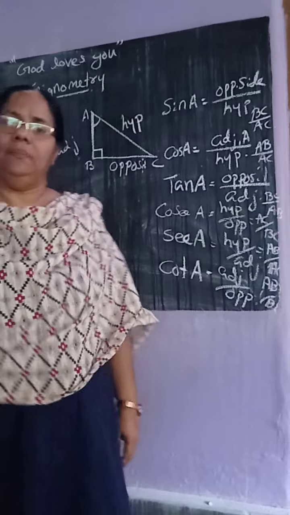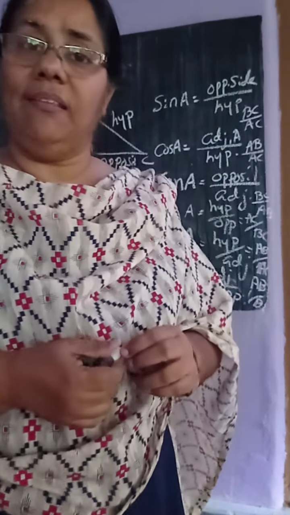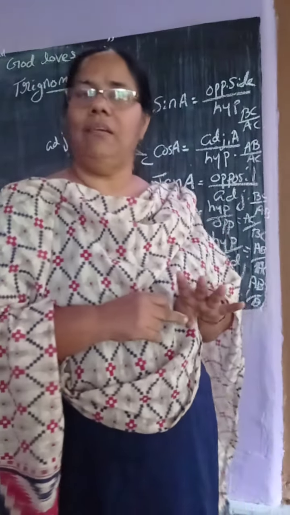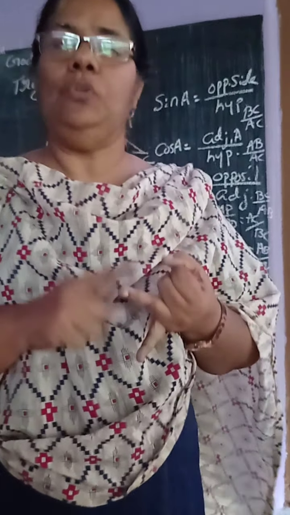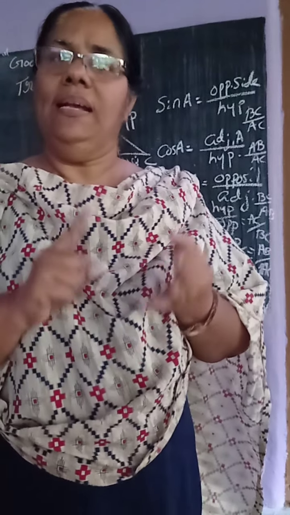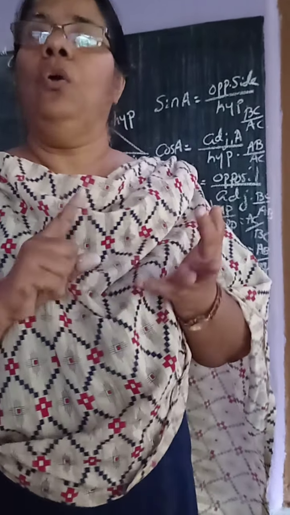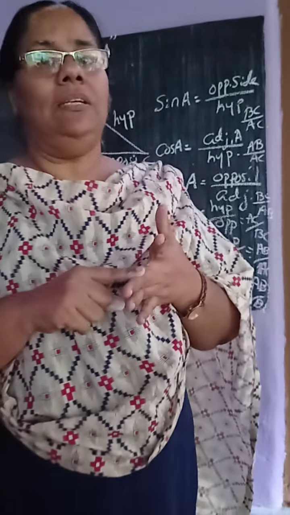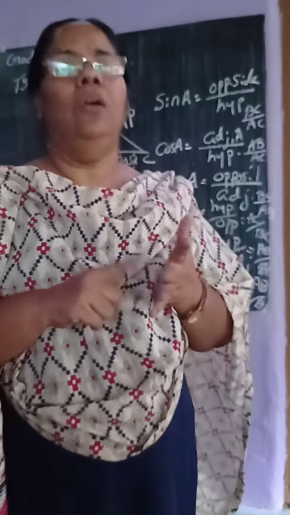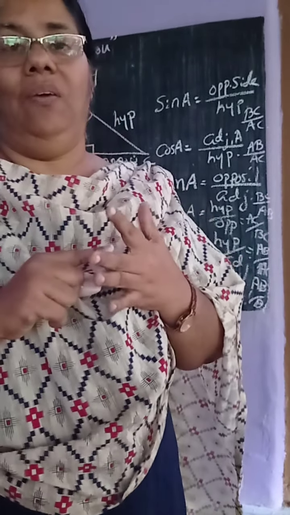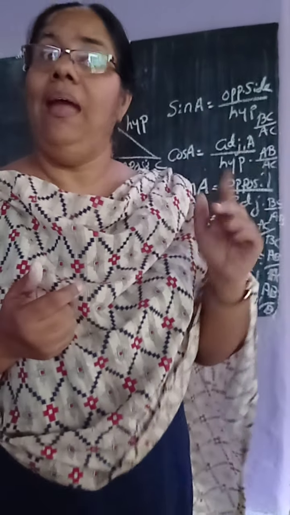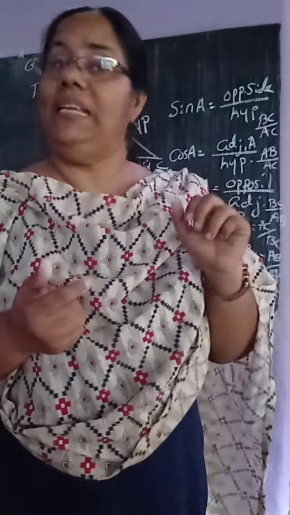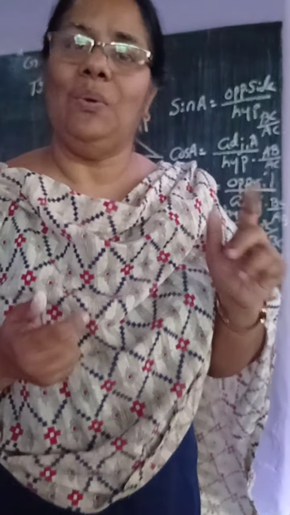Once again, listen. How many trigonometrical ratios are there? There are 6 trigonometrical ratios. What are they? Sine, cos, tan, cosec, sec, cot. Say loudly. What is sine A? Opposite by hypotenuse. What is cos A? Adjacent by hypotenuse. What is tan A? Opposite by adjacent.